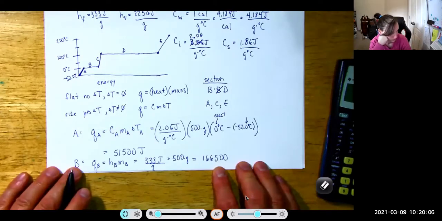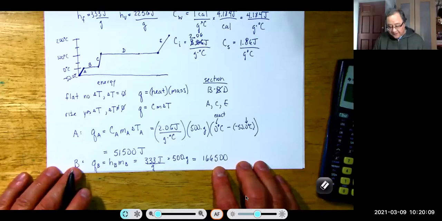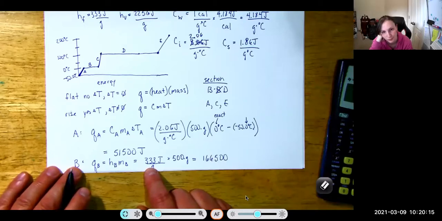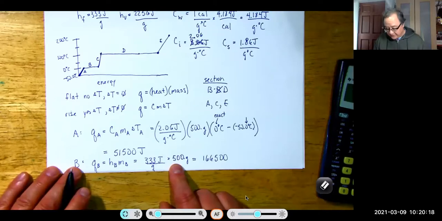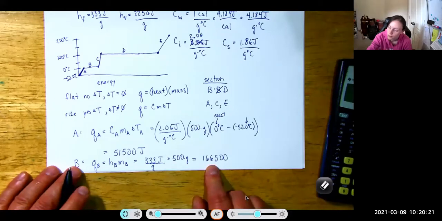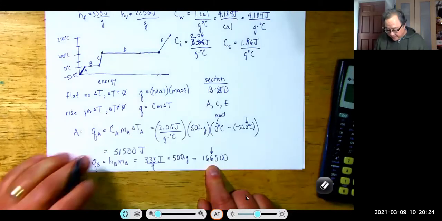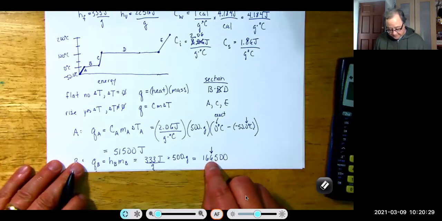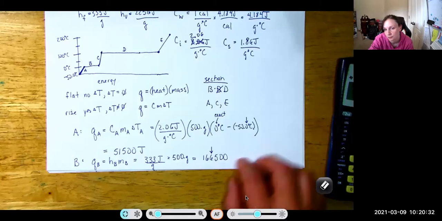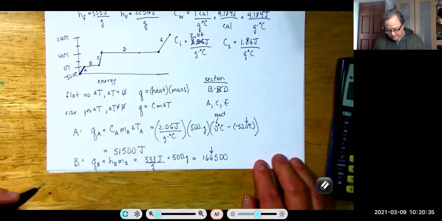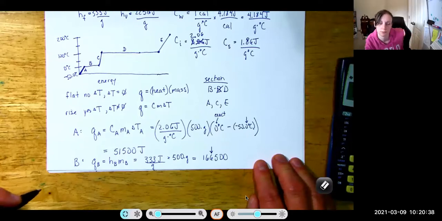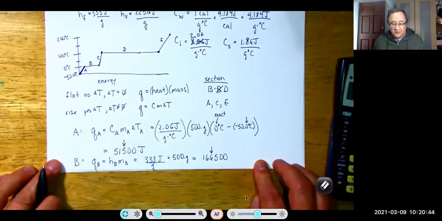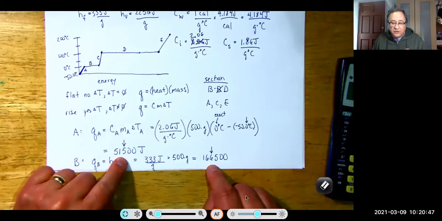Hmm. How many sig figs are there in 333? 3. How many in 500? 3. So how many do we get here? 3. So if this is the 1, 10, 100 spot, it's good to the 1,000 spot, right? Yeah. What about this one here? What is this one good to? Which one? A? It's good to the 100 spot, right? Yeah. So when we add these two numbers together, where would we round to?